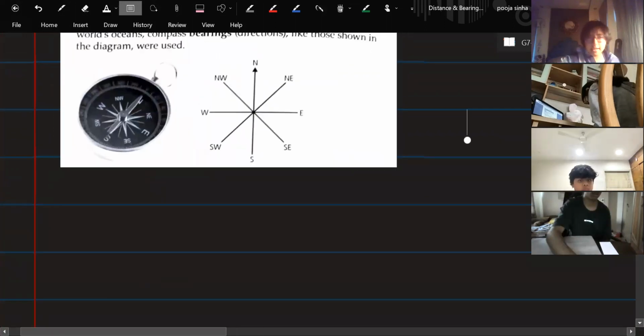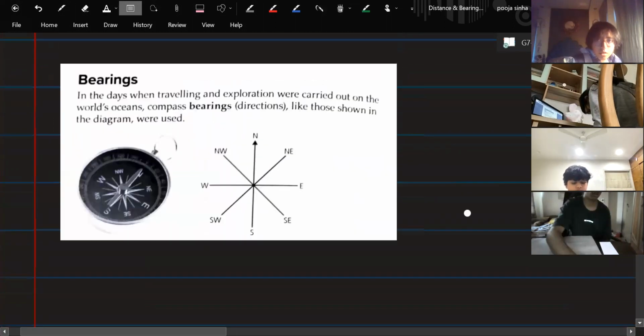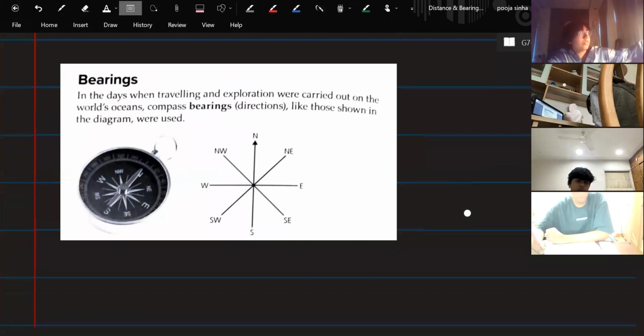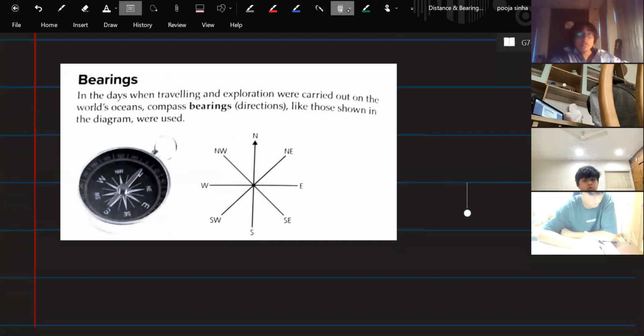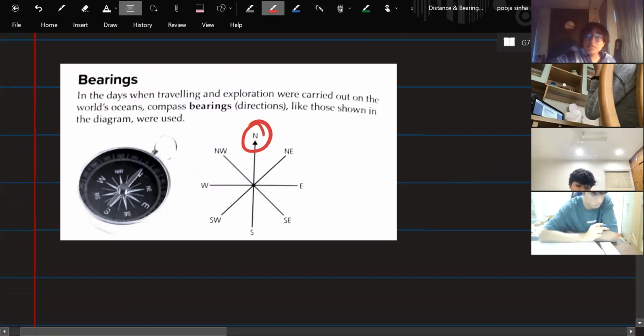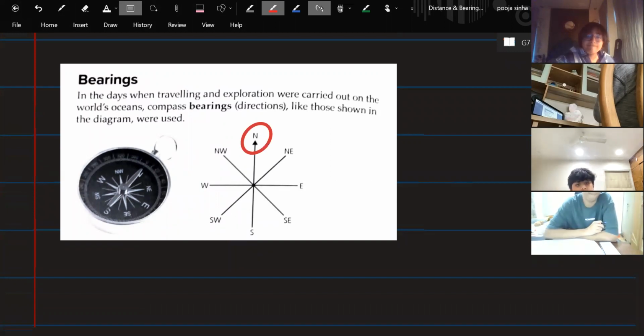Bearings are directions. Okay, very easy. They are just the directions. So how many directions do we know already? Eight. North, northeast, south, southwest. Very good.